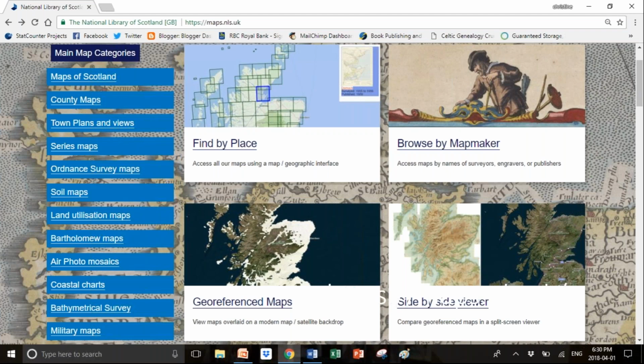You can browse by map maker. Most people don't do that. You can find by place. You can look at side-by-side maps, so you can look at georeferenced maps. You can georeference a map. You can take an old map and you can overlay a modern map on top of it, and you simply use a slider and you will see what was there right up to the new Google Earth image that is currently there for that area where your ancestor lived.